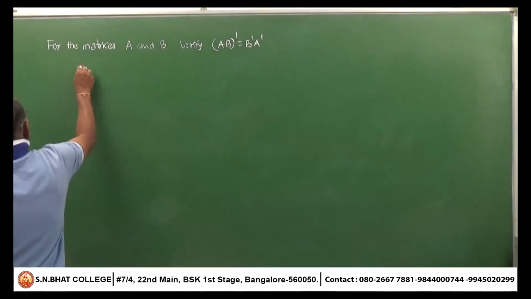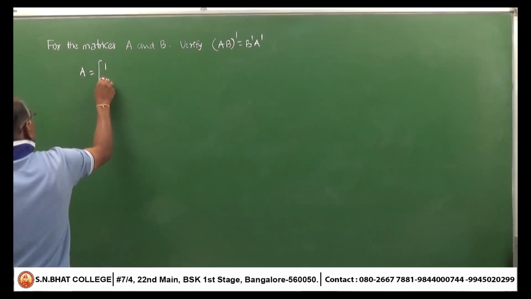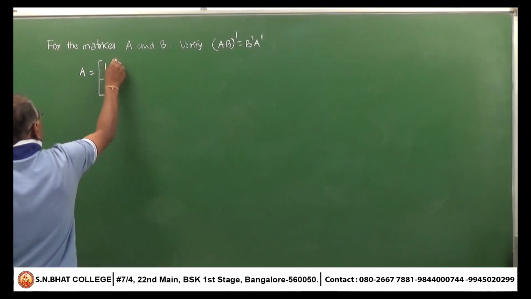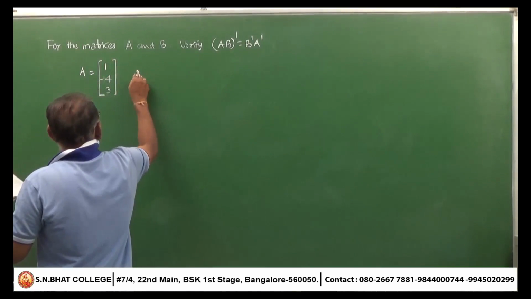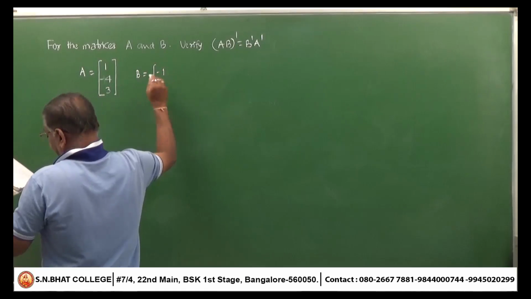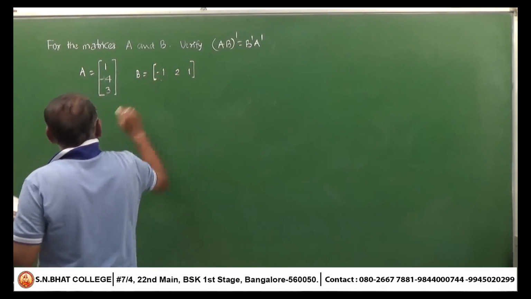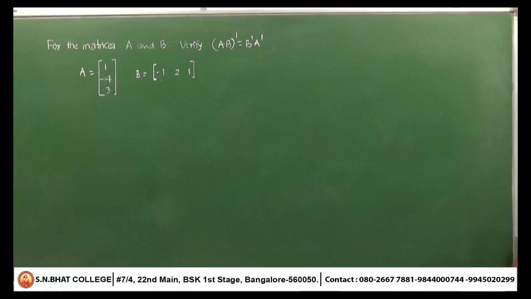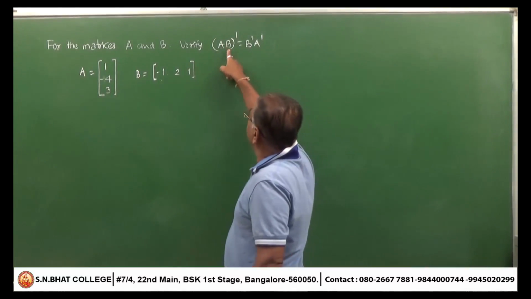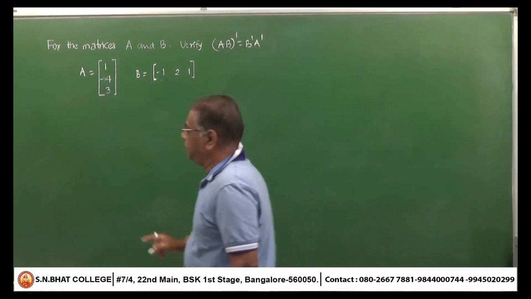Where matrix A is 1, -4, 3, and B is -1, 2, 1. This is AB. First I have to calculate AB, then transpose, then B transpose, A transpose.